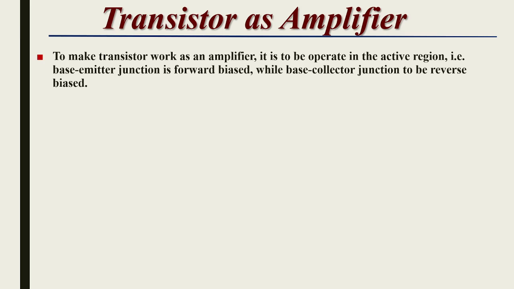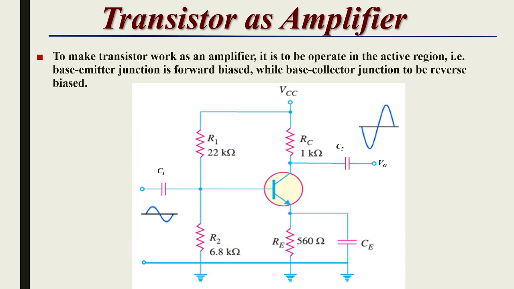To make a transistor work as an amplifier, it has to operate in the active region, that is, the base emitter junction is forward biased and the base collector junction must be reverse biased. So this is the circuitry for a single stage amplifier. Here we have connected this transistor in the CE configuration, and R1, R2 and RE form the potential divider bias. This circuitry is used for the biasing purpose.